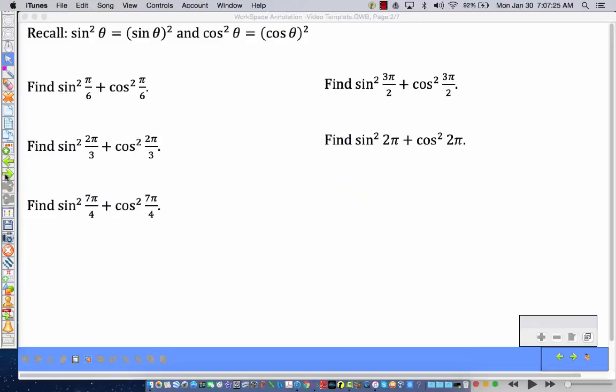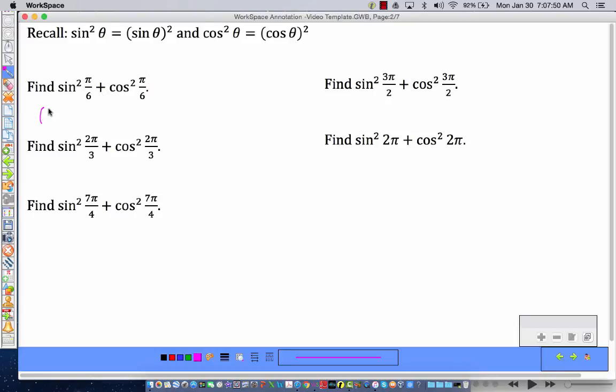So, first thing I want us to consider is to find the values of these particular expressions. And recall, sine squared theta is actually sine of theta, squared. This is just a notation that we use. So let's find sine squared pi over 6 plus cosine squared pi over 6. Well, hopefully you know that sine of pi over 6 is 1/2. Cosine of pi over 6 is root 3 over 2. And if we square those, we're going to get 1/4 plus 3/4, which is equal to 1.